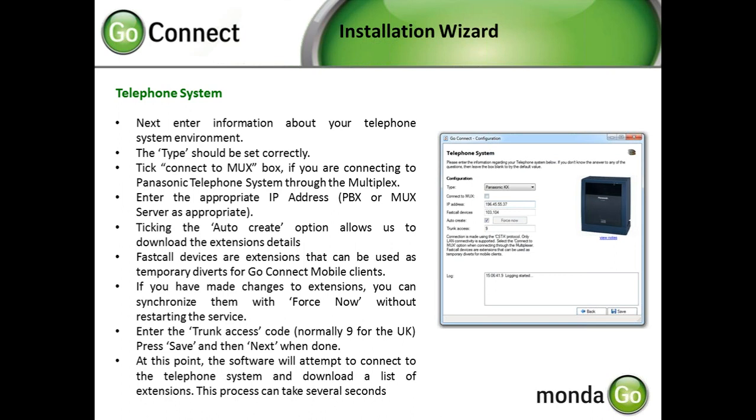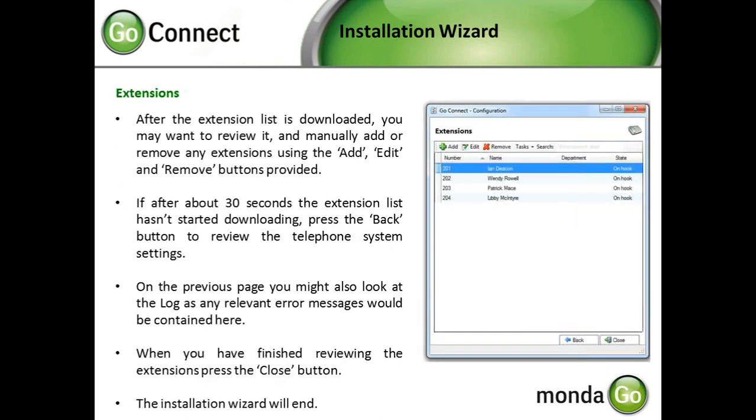Once you've done that, you'll click the next button, and you get a very simple screen, which is a list of all the extensions it was able to download. You can make changes to the extension details on here, maybe change the name associated with an extension, that kind of thing. At this point, it's really just a tool to show that we have definitely connected to the Panasonic and downloaded extensions.